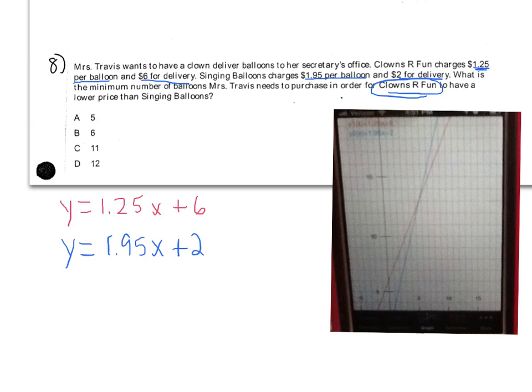Okay, so let's look at what's happening here. If you look at the Clowns Are Fun, that's in red, so it's going along this line right here. And you can see at this point right here, that's when Clowns Are Fun starts to become a lower price than Singing Balloons. If you look down at where this intersection point is, it looks like it's a little bit past 5. So five balloons is not going to get a lower price for Clowns Are Fun, but starting at 6, that's where Clowns Are Fun starts to become a lower price. It's in the red right here.